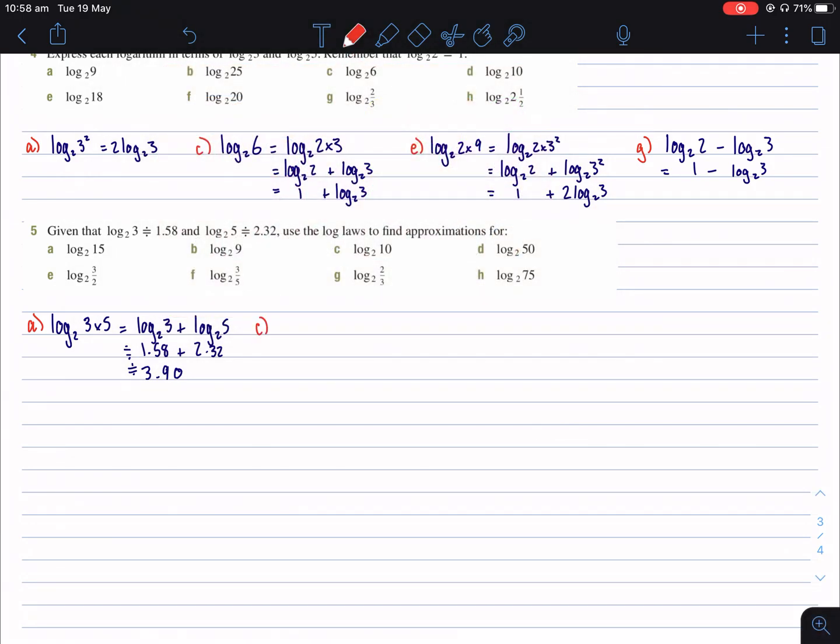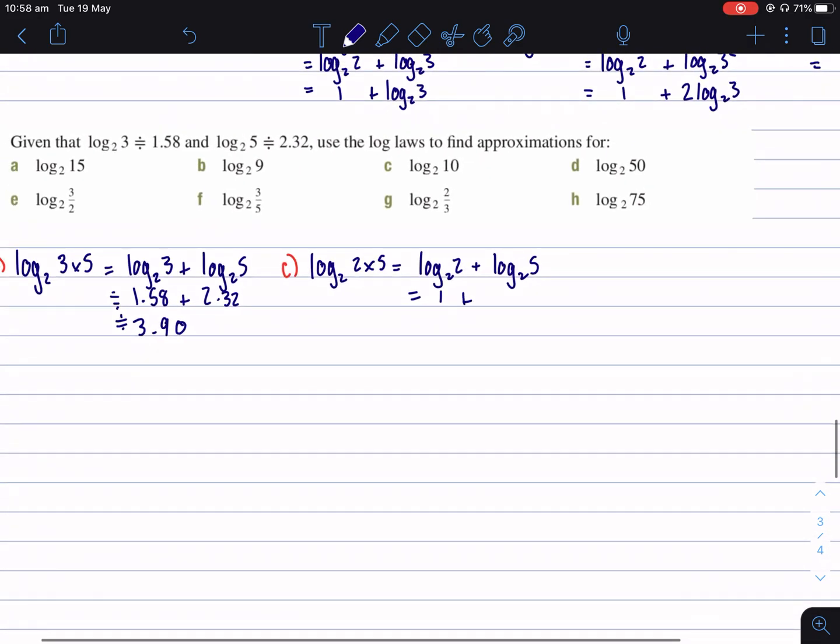Question C, log base 2 of 10. Well, that's the same as 2 times 5. So I've got log base 2 of 2 plus log base 2 of 5. Now log base 2 of 2 is 1, anything base itself. Log base 2 of 5, they told us that that's approximately 2.32. So we've got approximately 3.32.